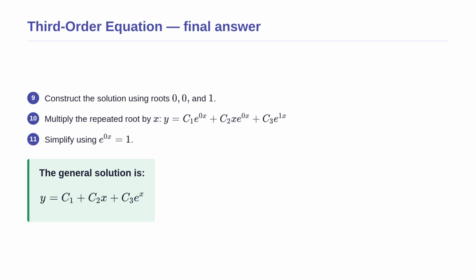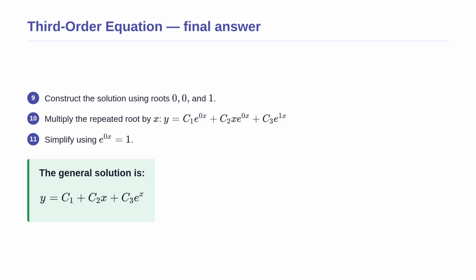Now we build our final answer using these 3 roots. For the repeated root of 0, we write c1 times e to the 0x plus c2 times x times e to the 0x. Notice we multiplied by x because the root repeated. For the root of 1, we add c3 times e to the 1x.